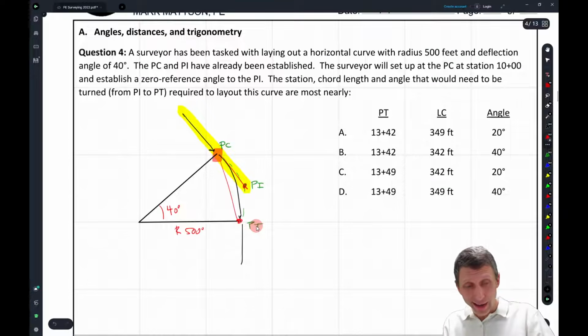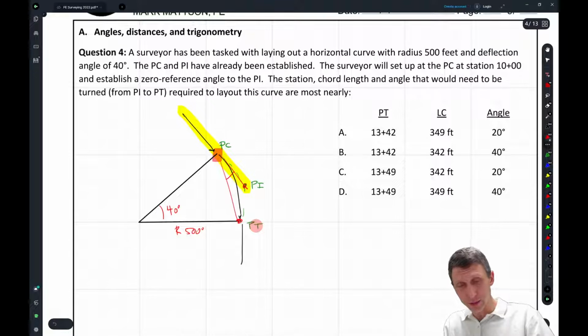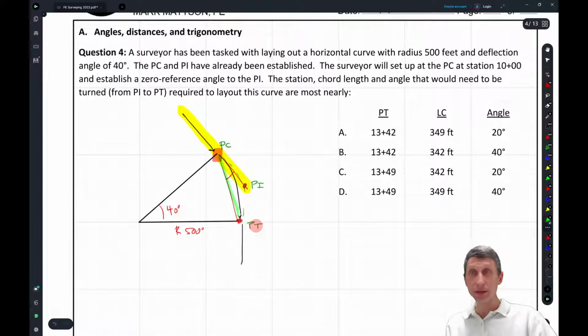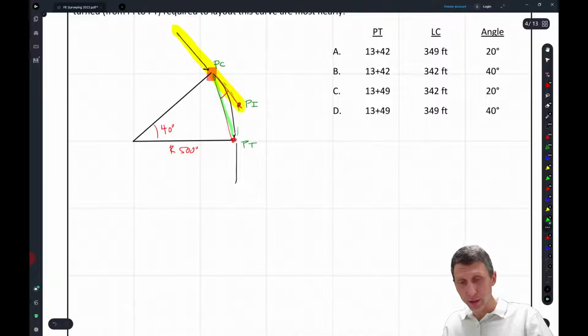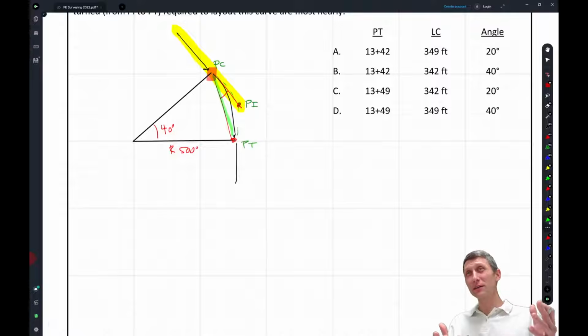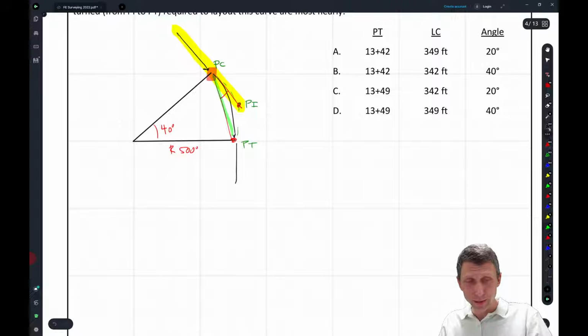So what we're trying to find here is essentially this angle that needs to be turned. We're trying to find this length that needs to be shot, and we're trying to find what the station is at the PT. Okay, so let's walk through each of those in turn. Would you get all three of these? Probably not on one question, but I wanted to hit each of these just to make sure they make a little sense. So I'm going to work from left to right here.